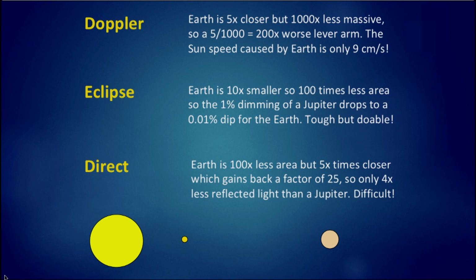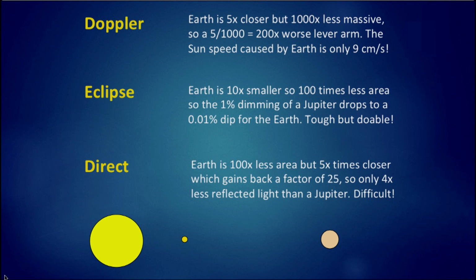What about the eclipse technique? Well, compared to Jupiter, the Earth is 10 times smaller, so 100 times less surface area. So that 1% dimming of a Jupiter crossing the face of the Sun goes down to a 1/100% dip for the Earth. And that's tough, but doable. And clearly the Kepler mission succeeded magnificently in finding hundreds of Earth-like planets because it was designed to detect that size of an eclipse.